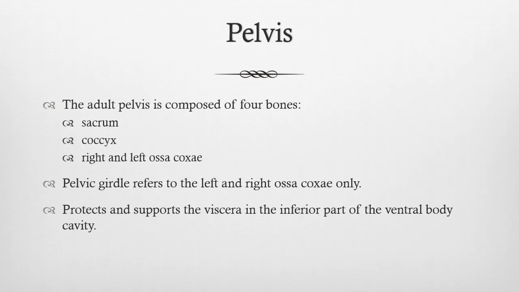Moving down to the lower extremity, we now have our pelvis, and so this is now beginning the pelvic girdle, and the pelvic girdle itself is made up of the os coxa, or the pelvis itself, and then we have the sacrum, and then we have the coccyx on the posterior side.